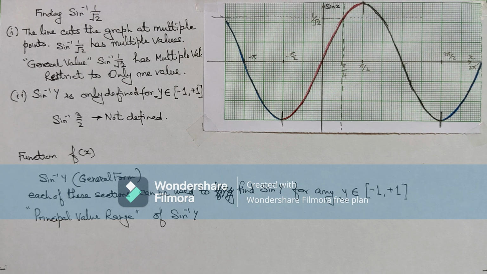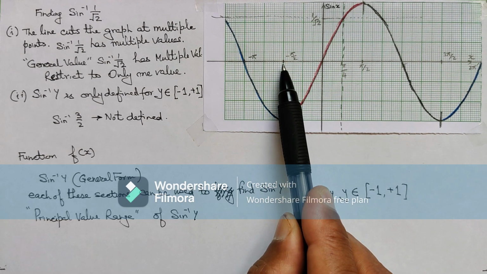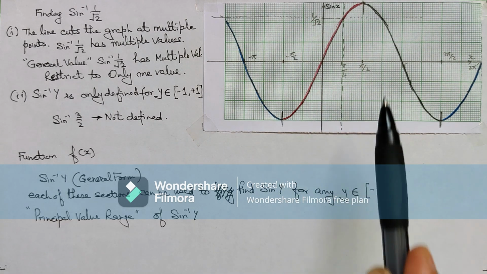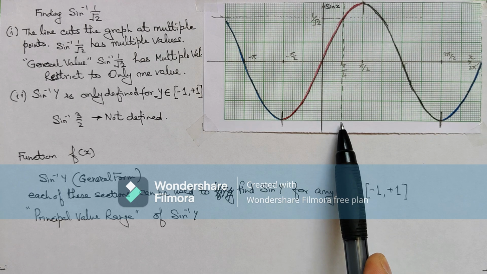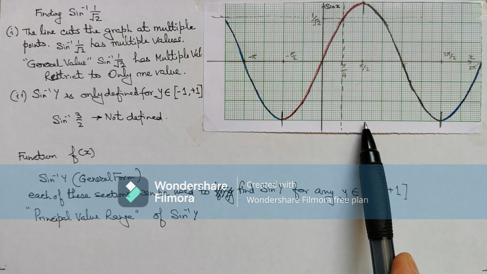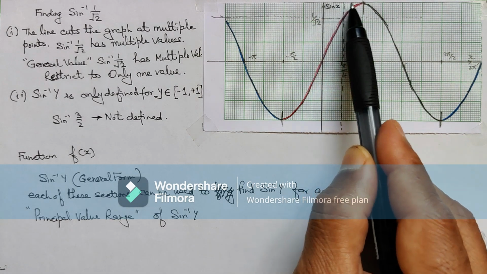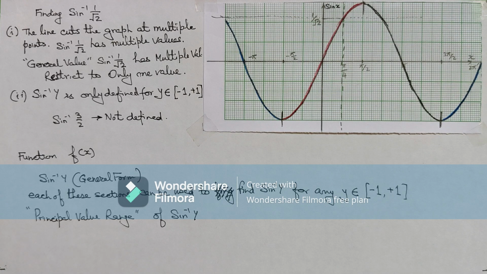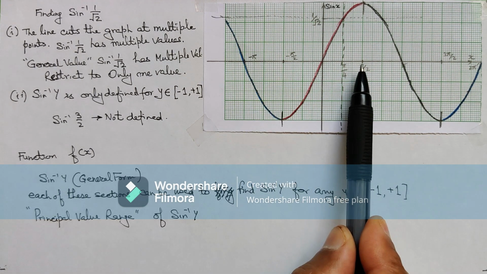So the principal values of sin inverse y will always be in the interval minus pi by 2 to plus pi by 2, both endpoints included. For y equal to minus 1, sin inverse y is minus pi by 2. For y equal to plus 1, sin inverse plus 1 is plus pi by 2. So both endpoints included, the principal values of sin inverse y will always be in the interval of minus pi by 2 to plus pi by 2 and nowhere outside this.